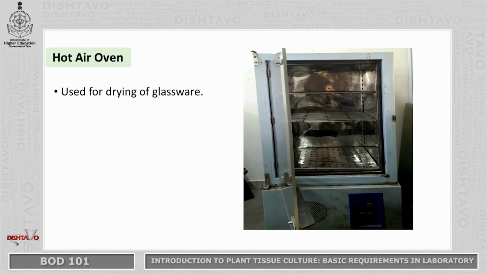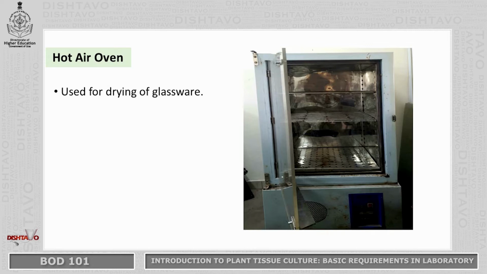Hot air oven. This is used for drying of glassware. The drying of glassware takes place at 150 to 200 degrees Celsius for 1 hour. Prior to keeping the glassware for drying, we need to see that the glasswares are washed properly.